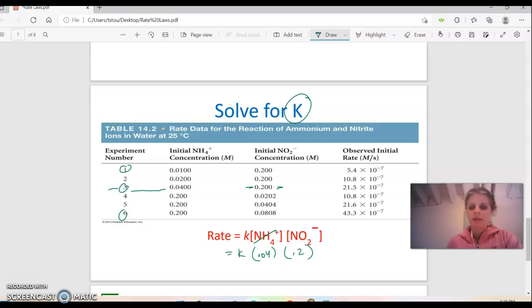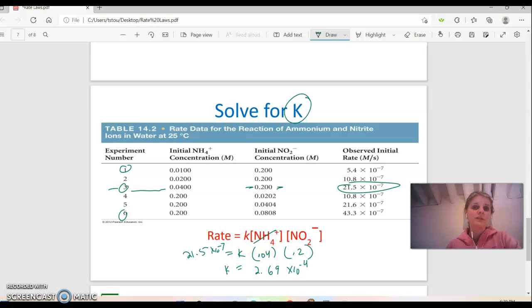I want to solve for K, and they tell me my rate is 21.5 times 10 to the negative 7. So really what I'm going to do in my calculator is take these and divide it out. I'll do 21.5 e to the negative 7, divide that by 0.04, get a number, and then divide that number by 0.2. My calculator spits out 2.69 times 10 to the negative 4. That's my K value, that's my constant. Every single reaction has a different K value, and we can use the data to find that.